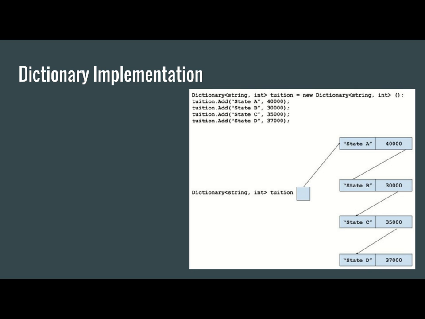When we remove something, for example, if we want to remove state B, we just say tuition.Remove state B, and this part will be removed, and this arrow will point from here to here, and this arrow will be gone. If we remove state B and state C, this part will be removed, this arrow will point here, and this arrow will be gone. Any questions?